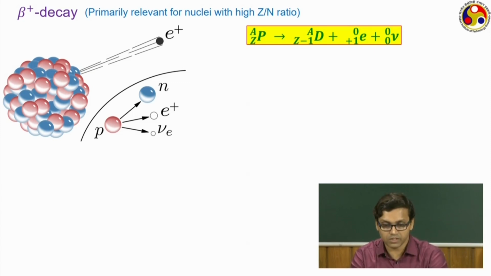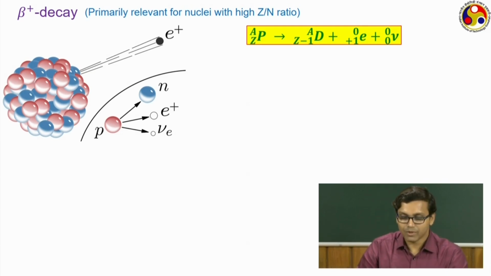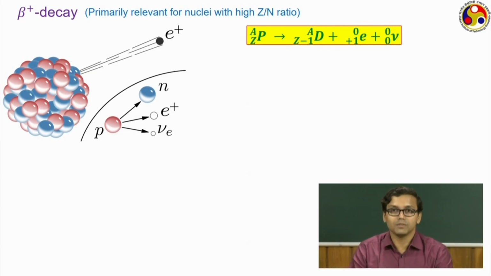Here the parent has Z number of protons and A minus Z number of neutrons. Now, because of this nuclear reaction, the total number of nucleons remains the same, that is A.